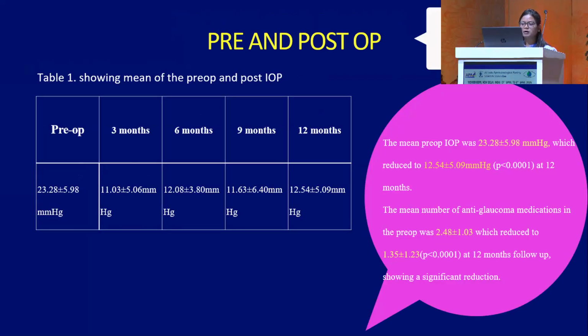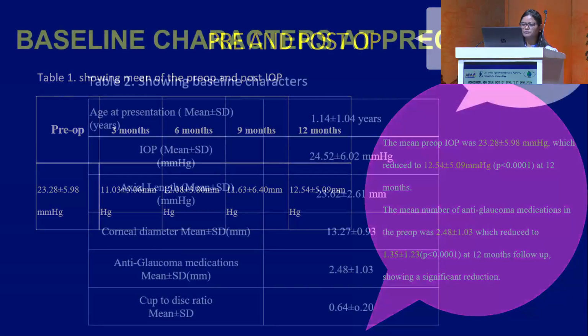So this is the mean pre-op intraocular pressure, which was 23.28 plus minus 5.9 mm mercury, which was reduced to 12.5 plus minus 5.09 at 12 months. And which was a statistically significant reduction, and also the mean number of anti-glaucoma medications reduced from 2.48 plus minus 1.03 to 1.35 at 12 months follow-up.